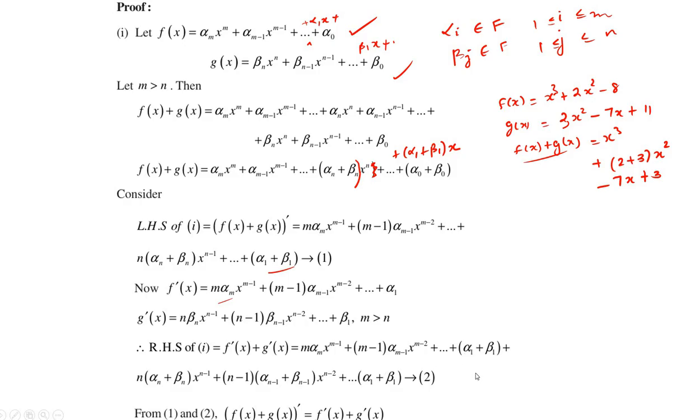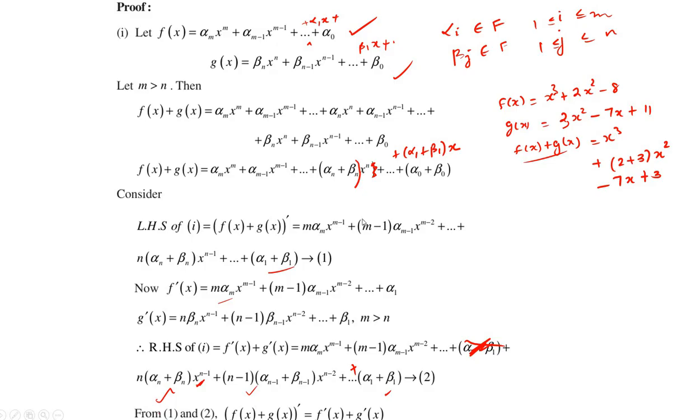Even this one here, instead of writing this, you have alpha 1 plus beta 1 written here, so this is redundant. You have n alpha n x power n minus 1 here, the coefficient of that we need to collect and write, so that is what is done here. So all the terms that we have got.